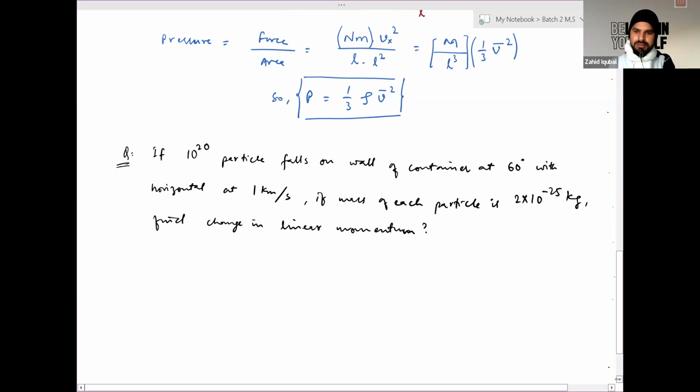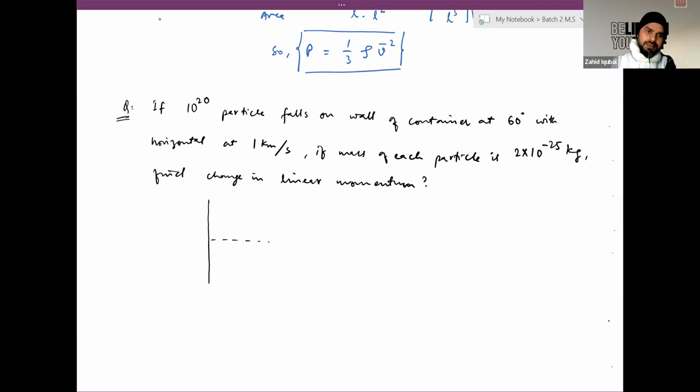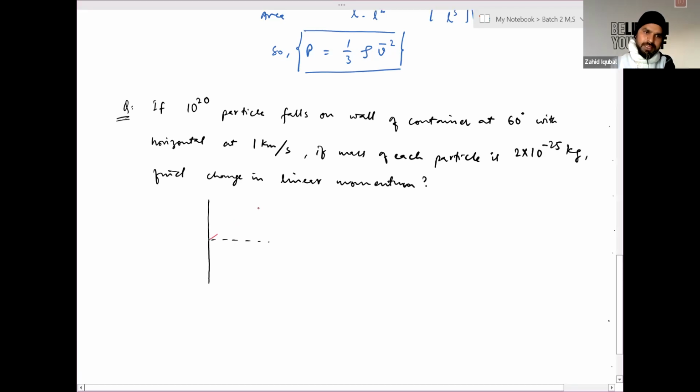Just 1 minute. Let me give you some hint related to this part. Suppose we have the wall of a container and the normal to it is this, on which particles are falling and get deflected along this, since the collision is elastic. So it will have momentum along this direction, mv, and then again get reflected with the same momentum, mv, at inclination theta.